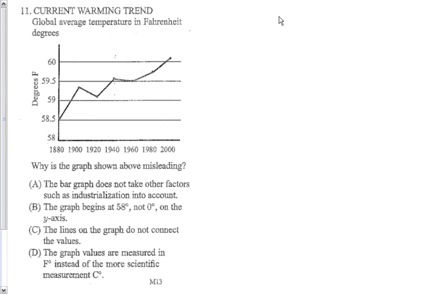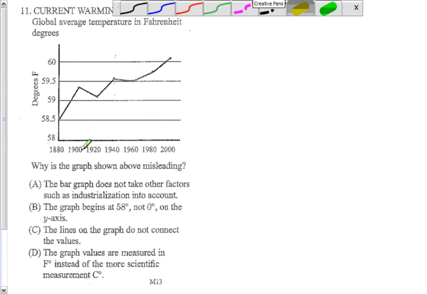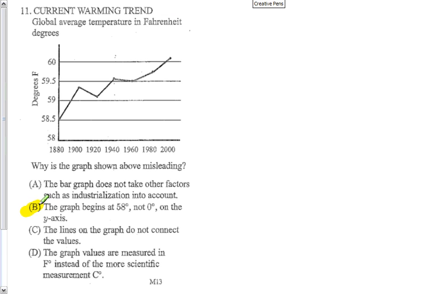So the correct answer, in my opinion, would be B. The reason why it might be misleading is due to the fact that it starts at 58.5 degrees and not 0. So when you look at that, you think there's a big increase from 0, what we would think to be 0 or close to 0, and then up.